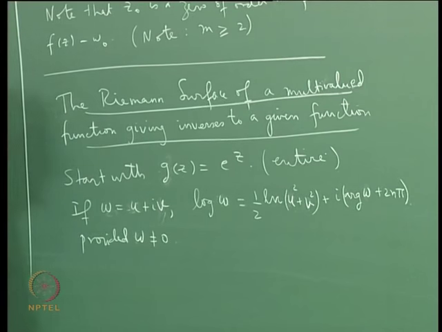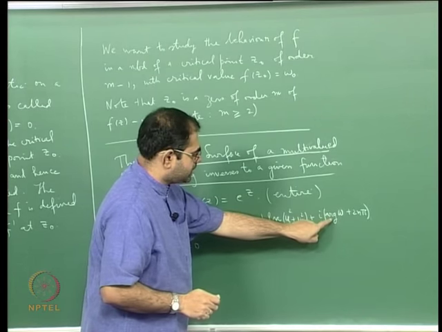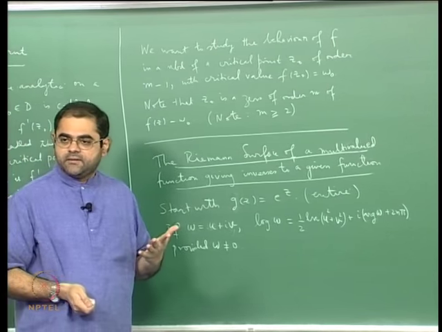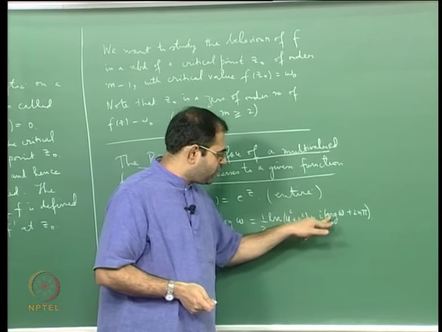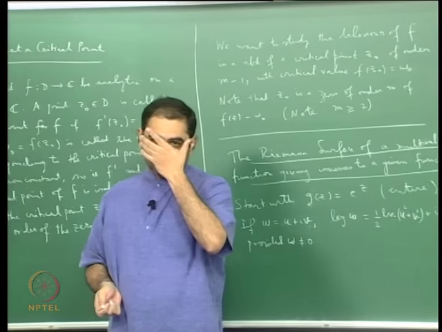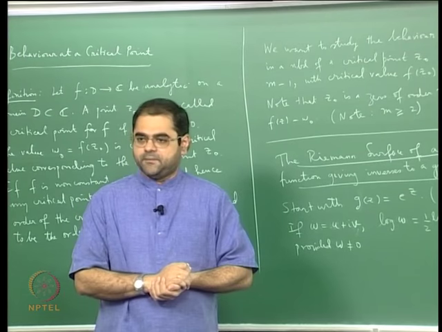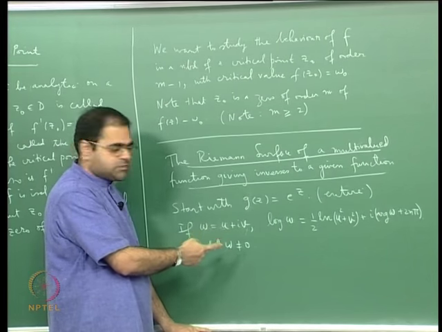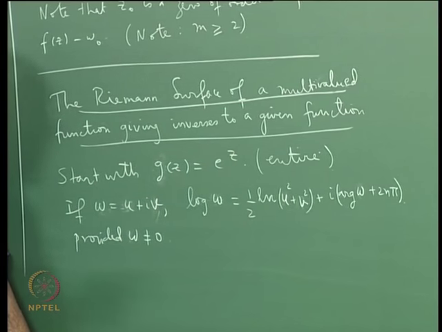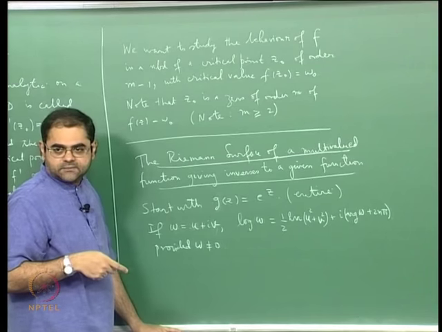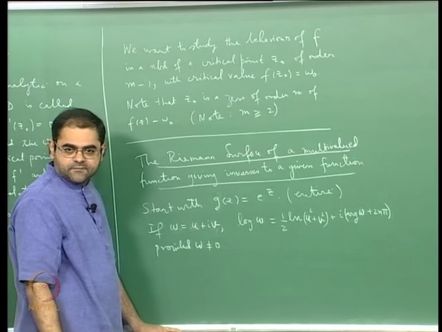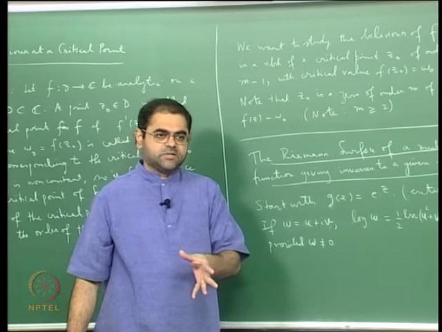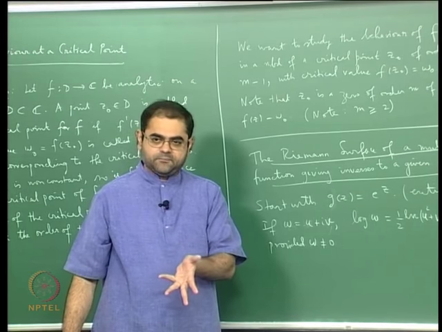So the point is that this argument of w has many values. You get all the values by fixing one value of the argument and adding all possible integer multiples of 2 pi. This is the reason why you are getting many inverses. So if you solve e power z equal to w, then the solution is z equal to log w, that is the inverse function, and it has many values. Log w has many values. The reason for so many values is that the argument of w is not well defined. It is defined only up to a multiple of 2 pi.